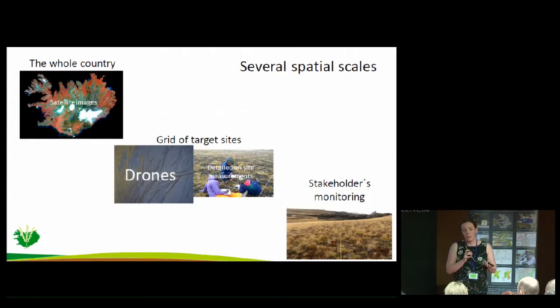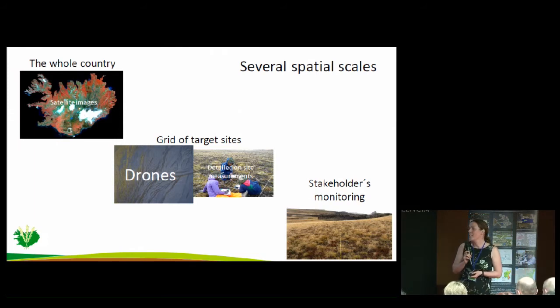We will have a grid of target sites all over the country where we will do drone imagery and monitor the ecosystem with that. And then we will do detailed on-site measurements, but that's very costly and time-consuming, so we can only do that every 5 or 10 years. And then we will also work with stakeholders to let them monitor their land.